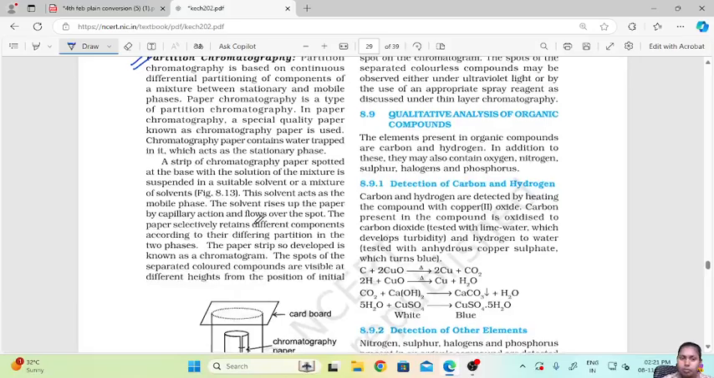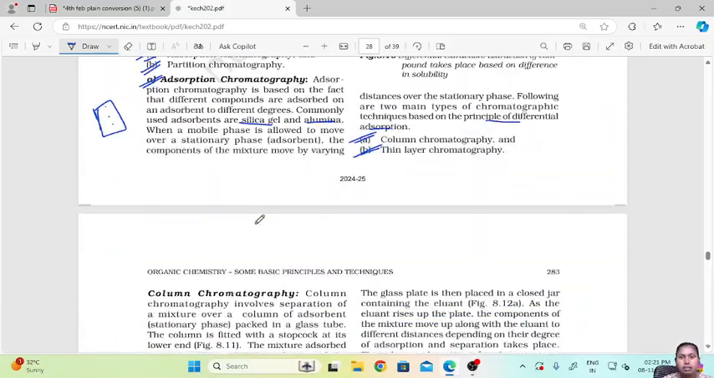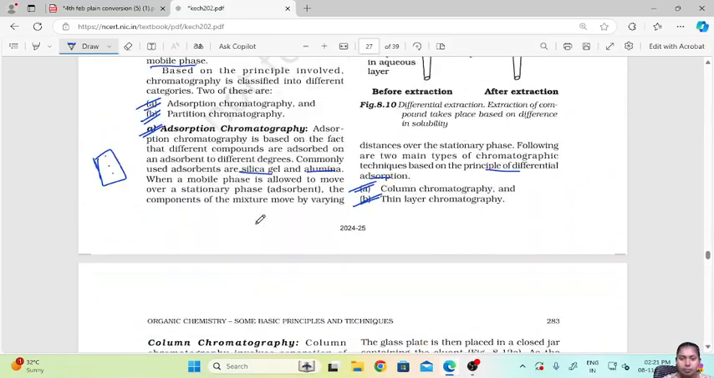So this is chromatography. These are the techniques that we have seen here.